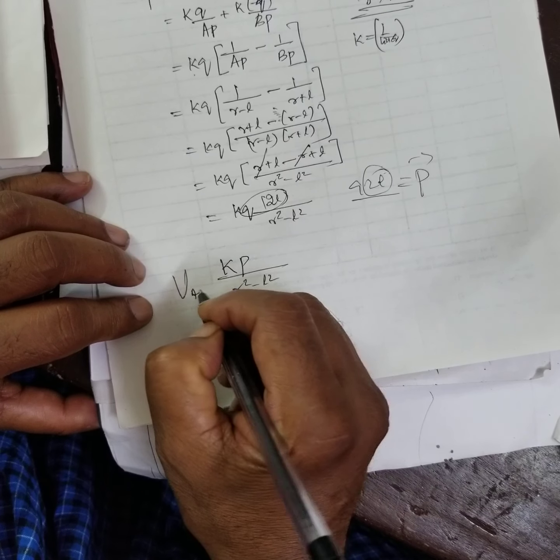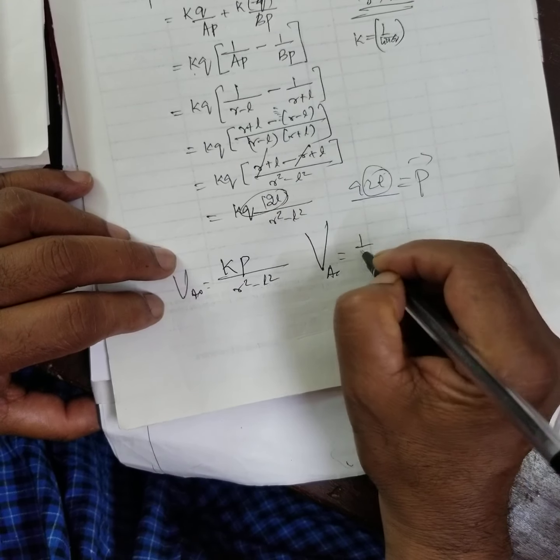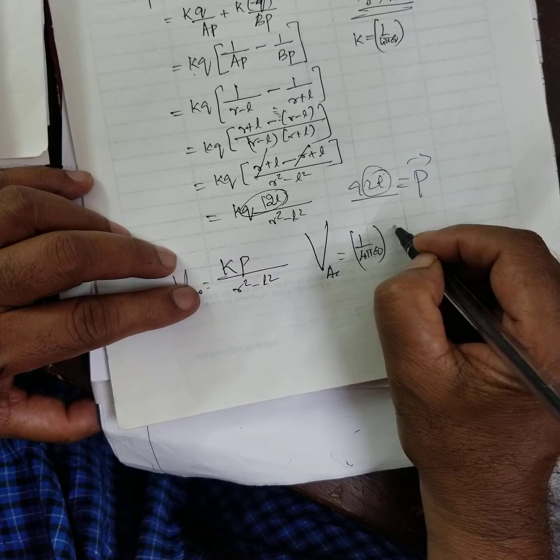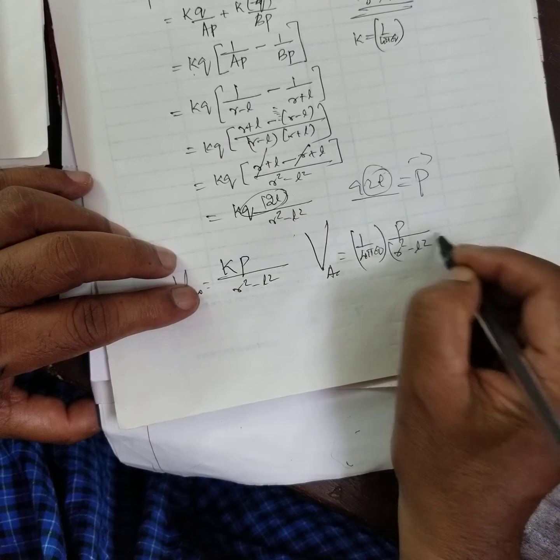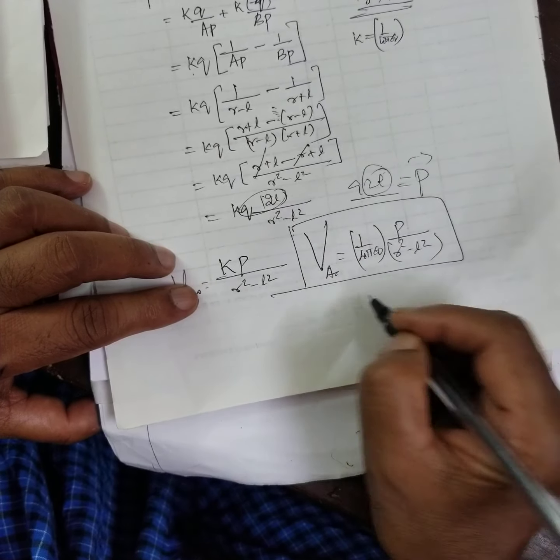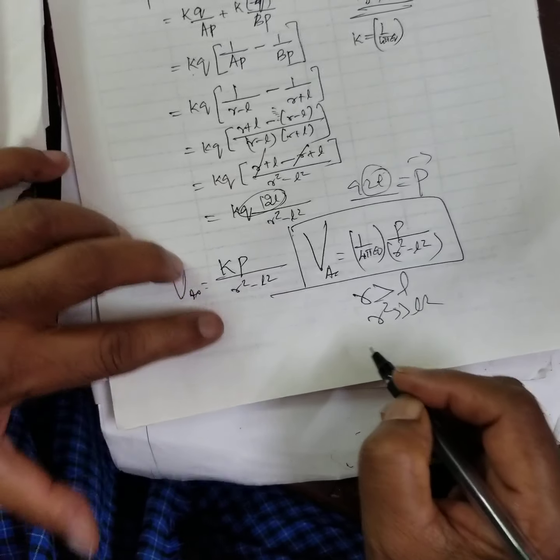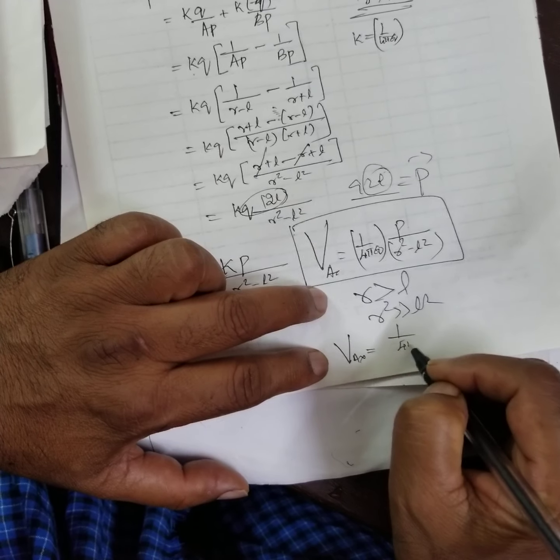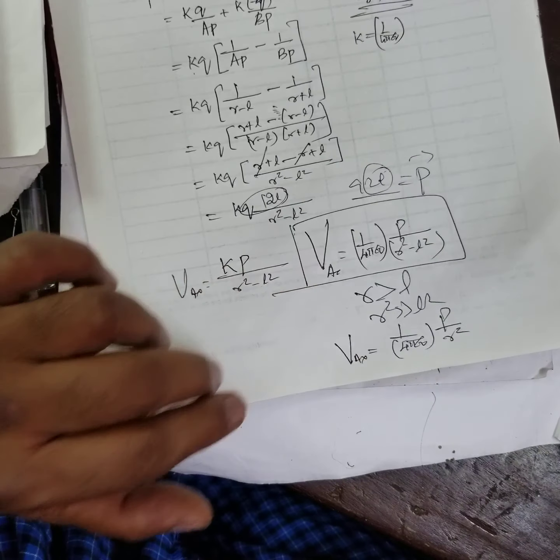Potential at axial line is equal to 1 by 4 pi epsilon naught, P by R square minus L square. If R is greater than L, R square is very much greater than L square. Therefore potential due to the axial dipole is 1 by 4 pi epsilon naught, P by R square.